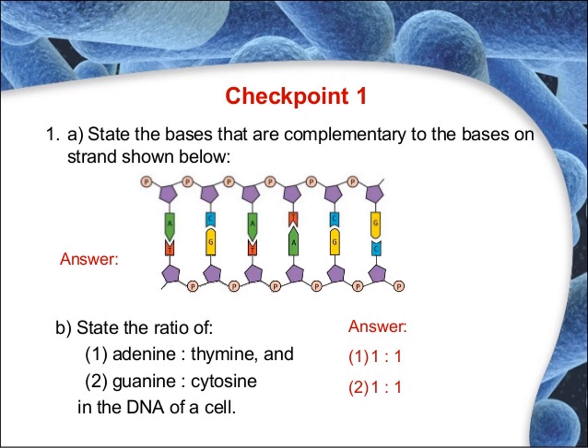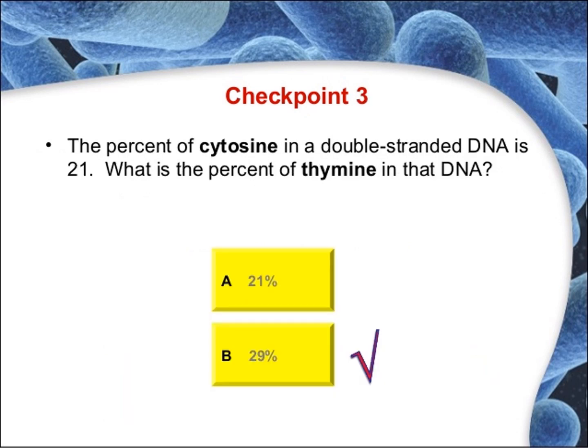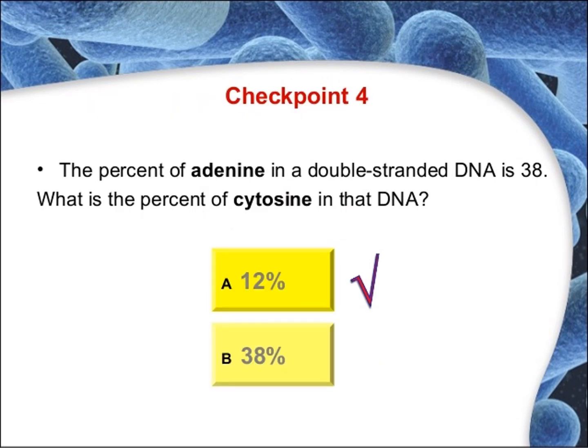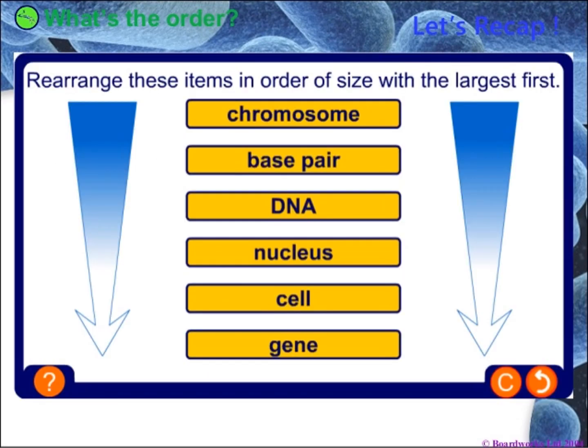And also the ratio of adenine to thymine is 1:1, that means the percentage of adenine is equal to the percentage of thymine. Likewise, the percentage of guanine is equal to the percentage of cytosine. This is checkpoint 2, to write the complementary bases. Again, they are asking about the percentage. This is very simple. This is the same. Again, they are asking about the percentage.